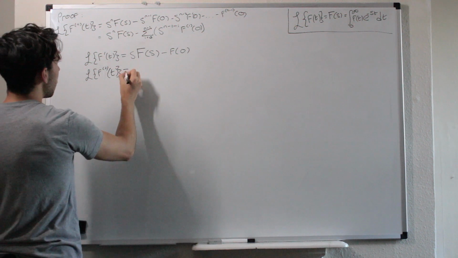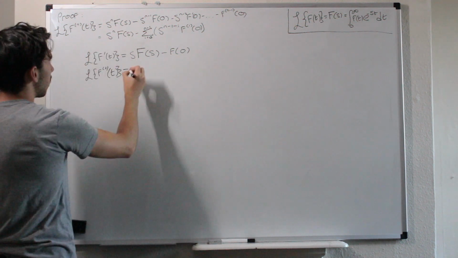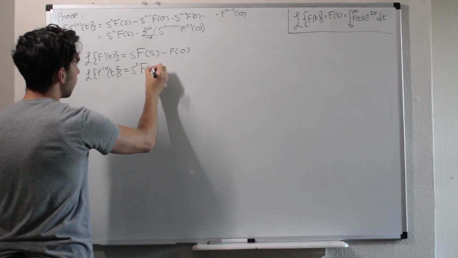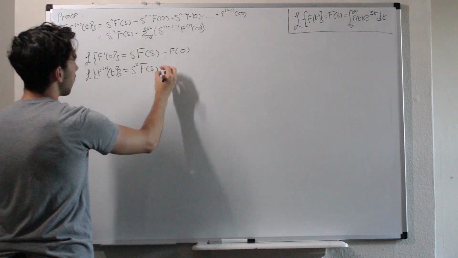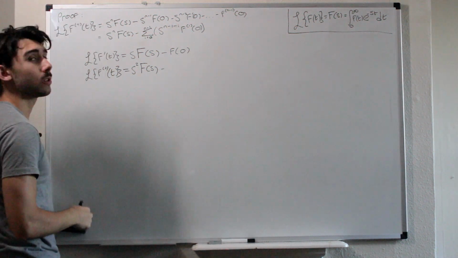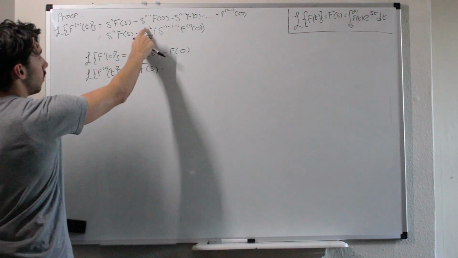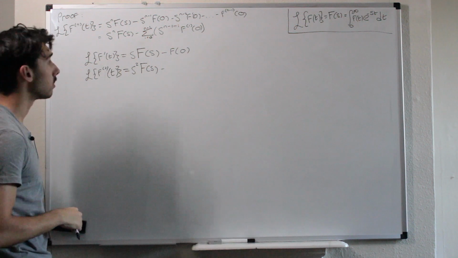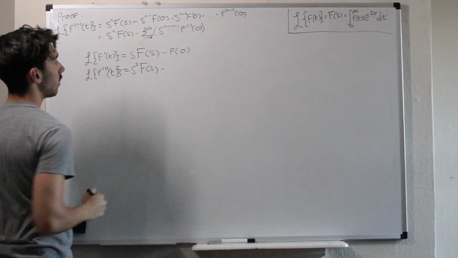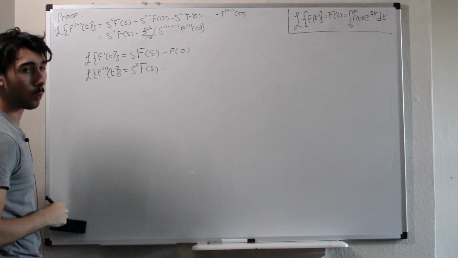And that's going to be equal to, again, let's do this. So s to the power of 2 this time times capital F of s minus, and now we want the sum from i equals 0 to 1, because it's to 1 less than the power. That's the sum to n minus 1. So we evaluate this at 0, and then we evaluate it at 1.